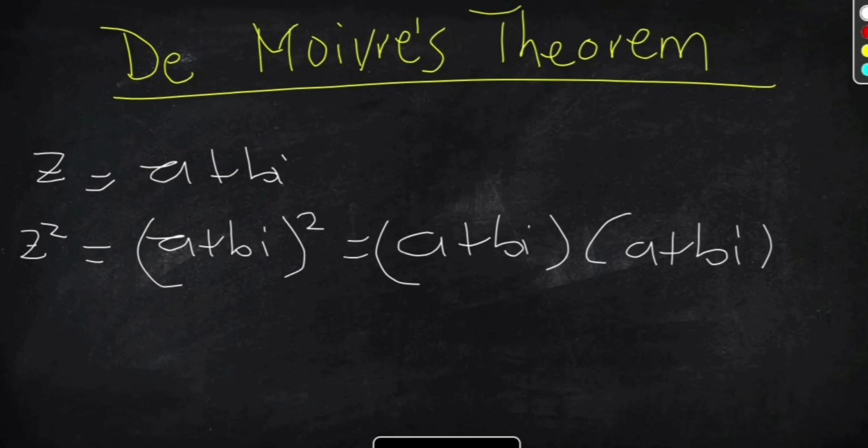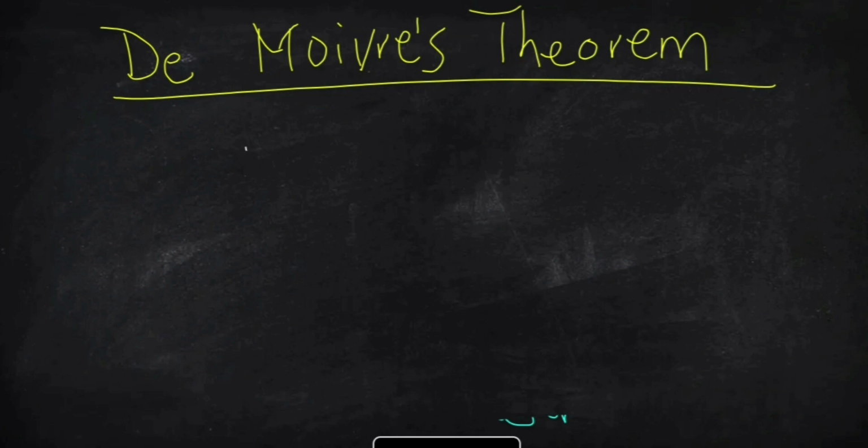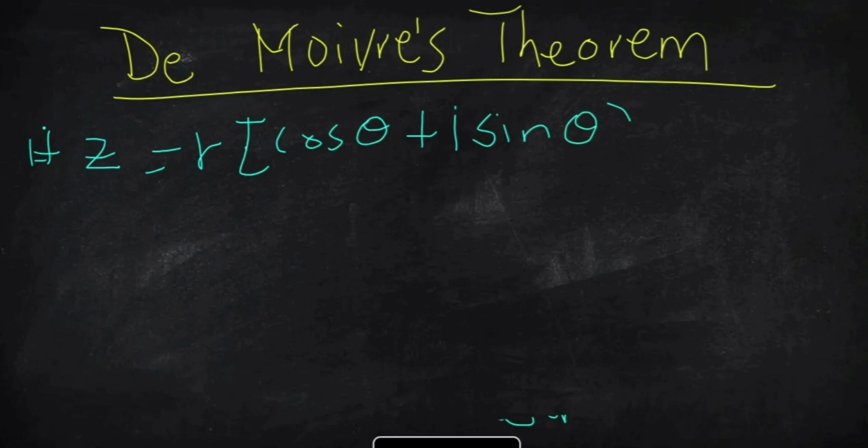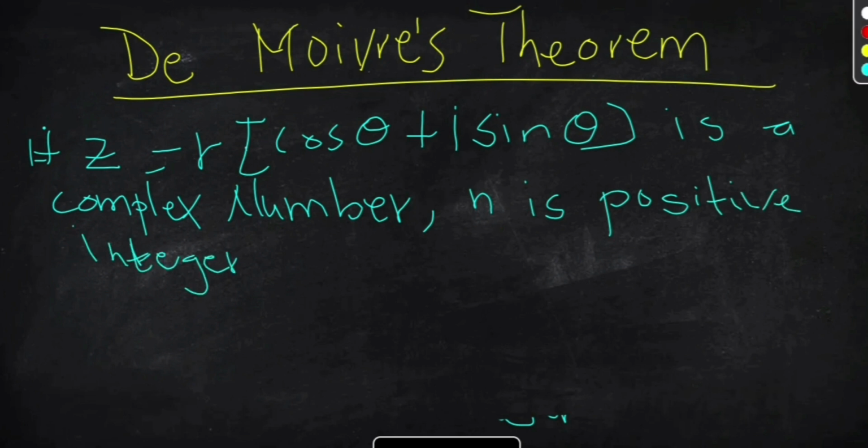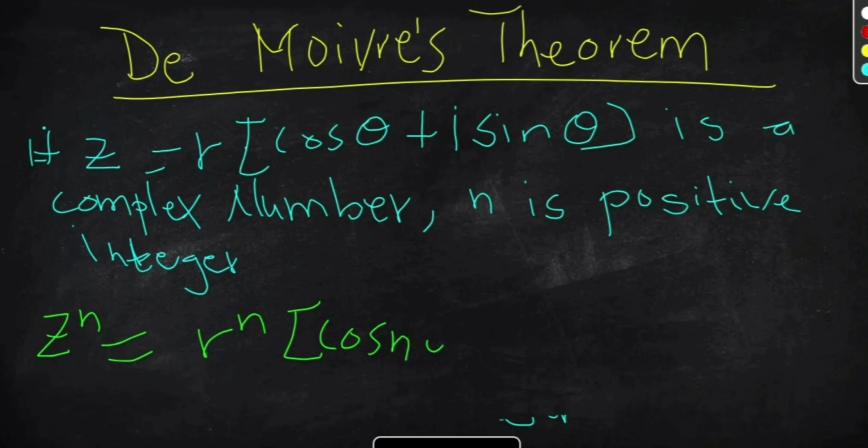De Moivre's theorem simply says that if z equals r into bracket cos of theta plus i sine of theta is a complex number, and n is a positive integer, then z exponent n equals r exponent n into bracket cos of n theta plus i sine of n theta. This is what De Moivre's theorem simply states.